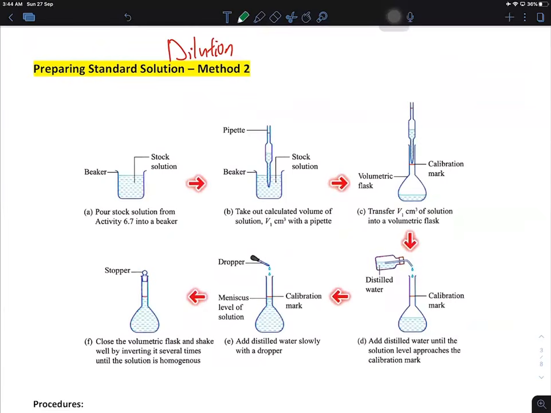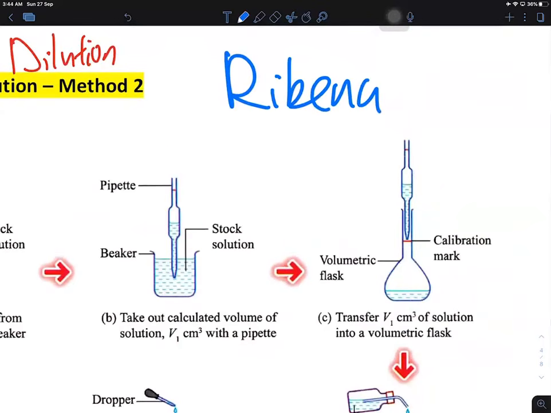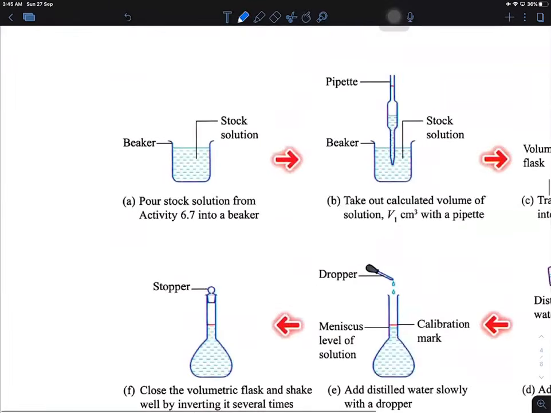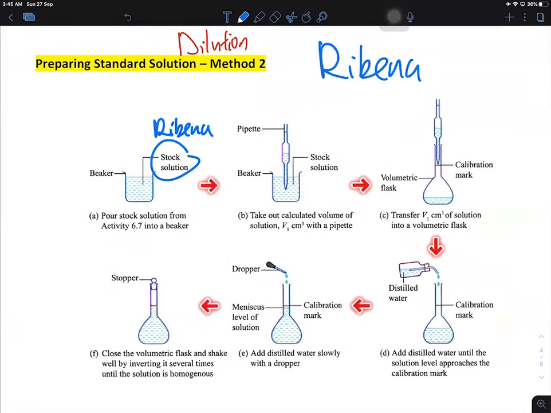Dilution, I call it the Ribena method. Ribena means what? You have a bottle of concentrated Ribena. You want to dilute it. So you see, stock solution is your concentrated Ribena. Same thing, you want to make a cup of Ribena. It is very important to know how much stock solution. Stock solution means how much concentrated Ribena you have to add into the cup with water.